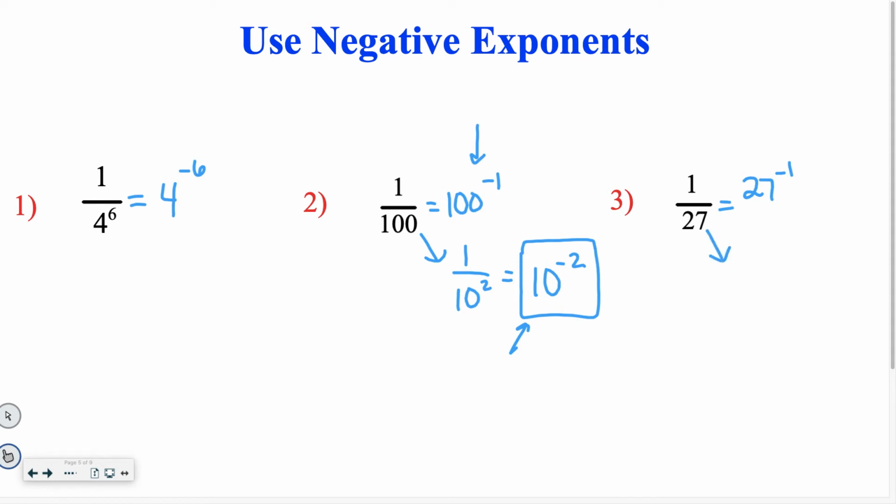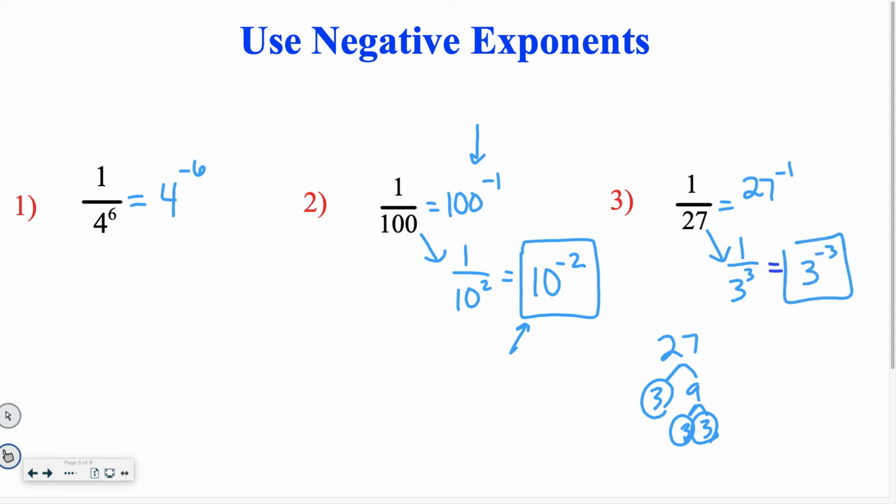Or what number, if I test, if I think of 27, I think of the prime factorization. We did this a couple days ago. 3 times 9, and then 9 breaks down into 3 times 3. So I have 3 3s. So this is saying 1 over 3 to the third power, or 3 to the negative third power. So this is what you should strive for. Okay, and that's the same thing here.